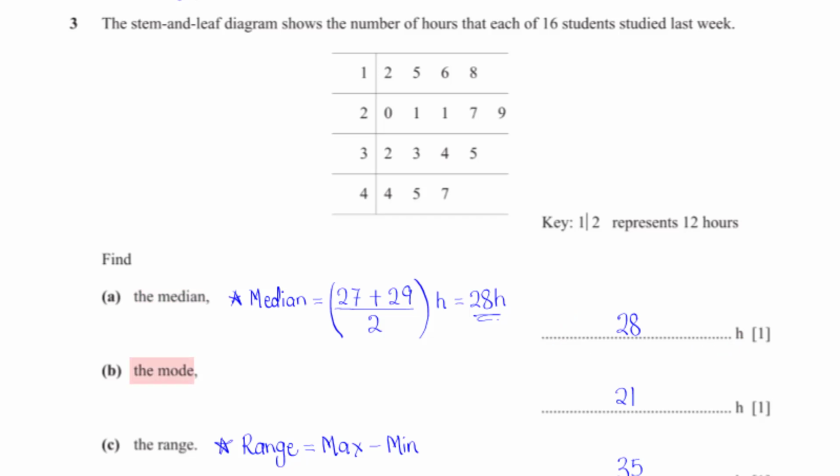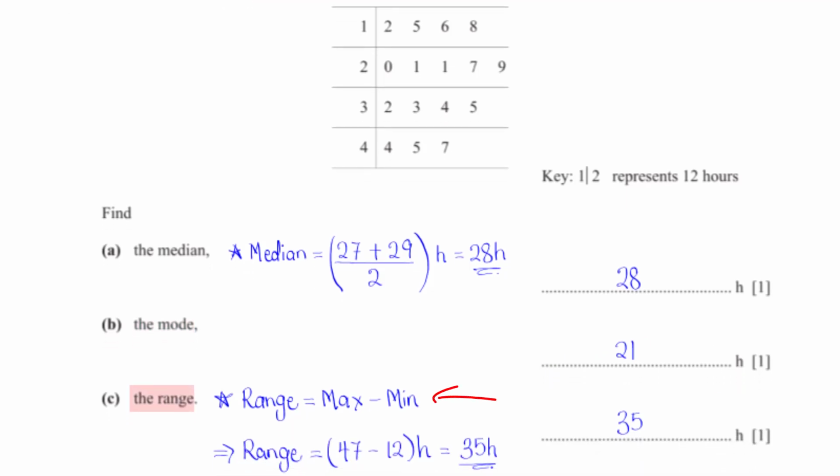Find the mode. We know that the mode is the most recurring number. And in this case, the most recurring number is 21. Find the range. So the range is the difference between the maximum number and the minimum number. The maximum number is 47 and the minimum number is 12. And so when we subtract these two numbers, we get our range as 35 hours.